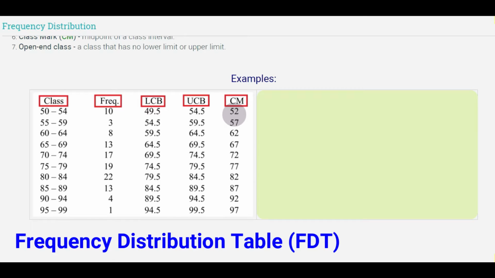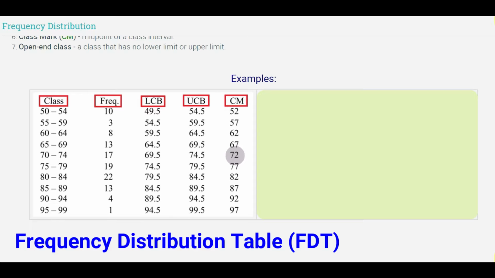If we look at this class here, 70 to 74, the frequency is 17 and the lower class boundary is 69.5. This is the value obtained halfway between 69 and 70. And the upper class boundary for this class is 74.5, which is obtained halfway between 74 and 75. Again, the class mark or class midpoint is equal to 72.